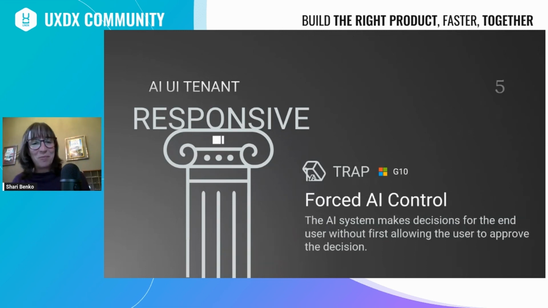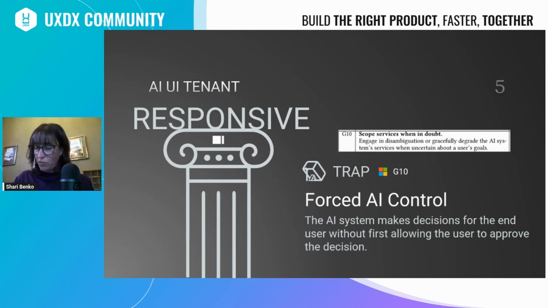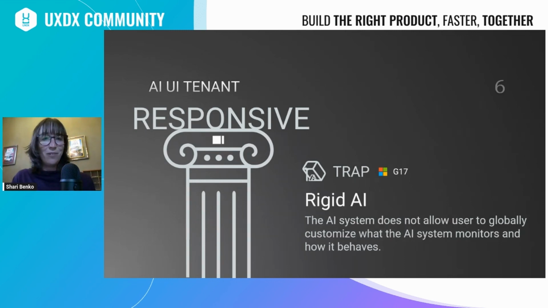Anyways, next one is responsive forced AI control. The AI system makes decisions for the end user without first allowing the user to approve the decision. So interestingly, this is mapped to Microsoft guideline G10, which recommends scoping services when in doubt. I actually reworded this to be a little bit more forceful and to make sure humans are in the loop. And that's simply because of the domain that I work in. At this point in time, allowing an AI system to make decisions for you seems like a really big safety issue. And despite my optimism in the technology, I do feel like we should proceed with caution to minimize the safety risks. Yep, just realized that was a reveal that I didn't hit on time. Moving on to the next one.